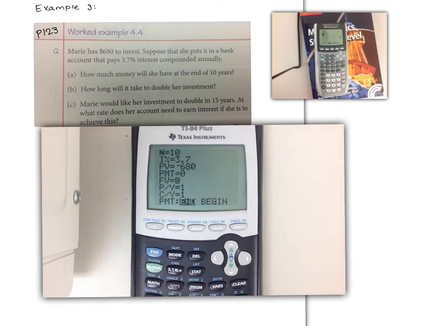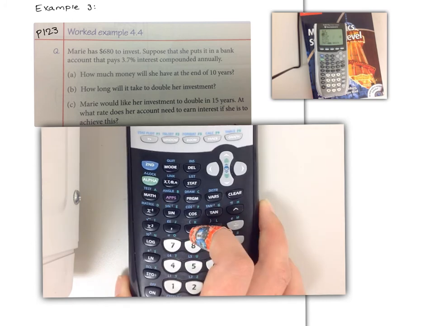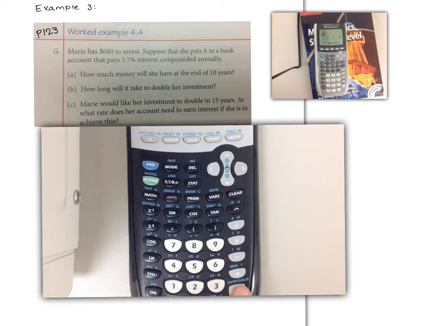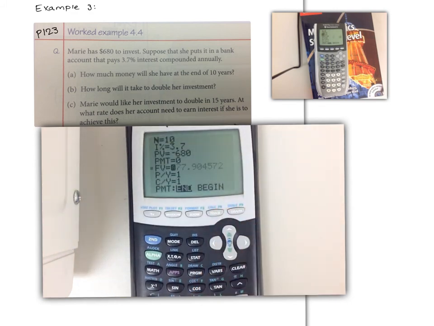Now, future value is what we are going to solve for. So in order to solve, we highlight what we're trying to solve, and we press alpha, and then enter, which is solve. When I hit alpha enter, it gives me my solution. Okay, so 977.904.